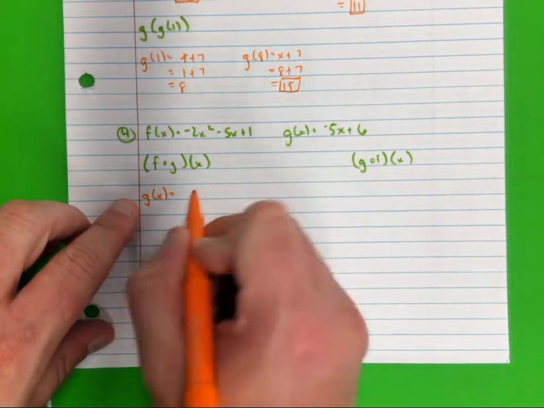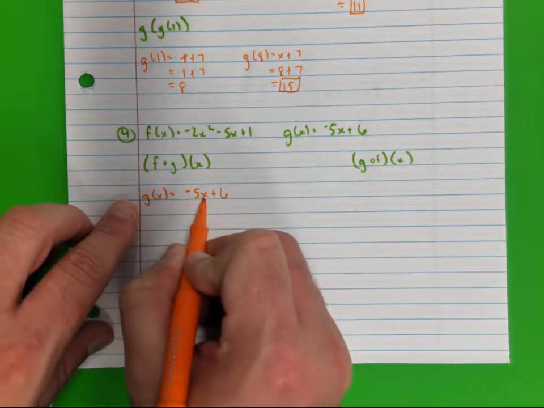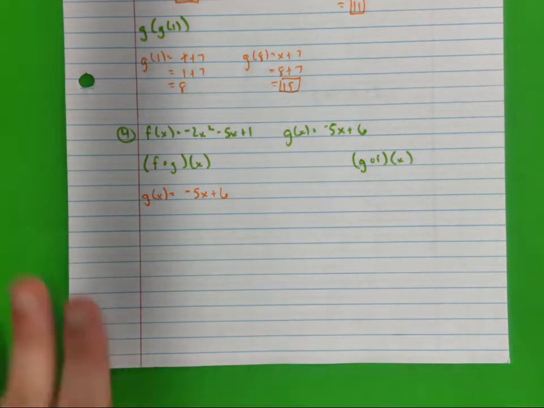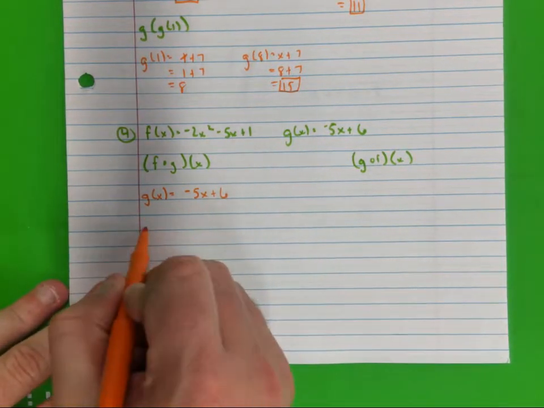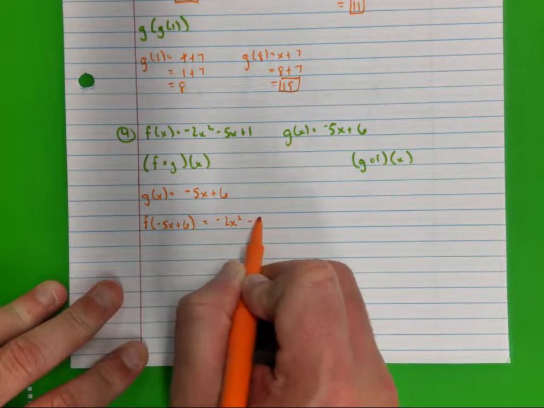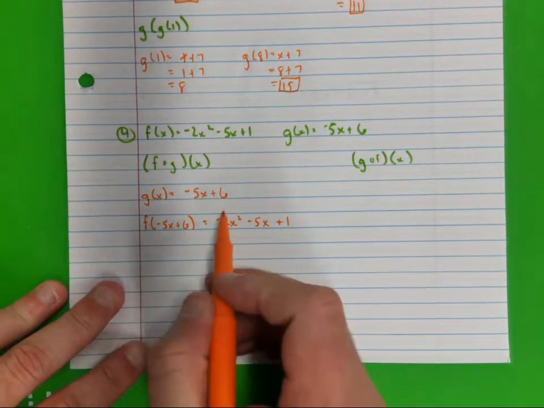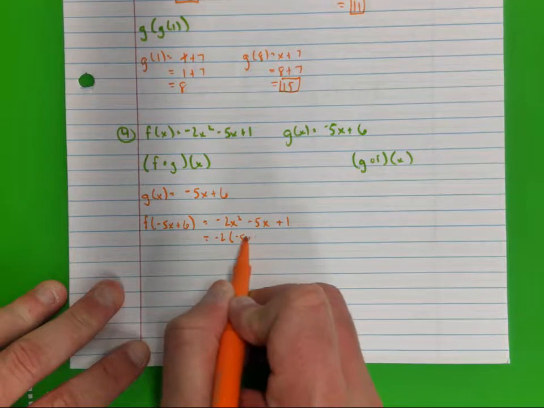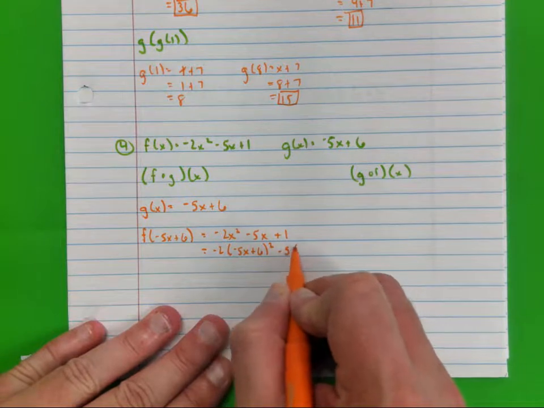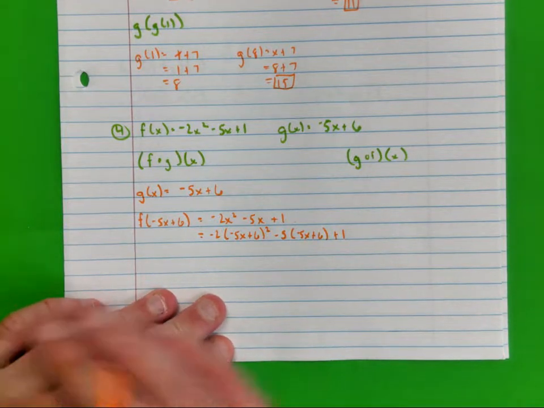Okay, so I'm going to write my g function down first. Negative 5x plus 6. I take x, I plug it in for x. Does it change it? No. I took x, I plugged in for x, it didn't change it. Now I'm going to take this, f of x, and plug it in for x. Does everybody see what I'm doing?